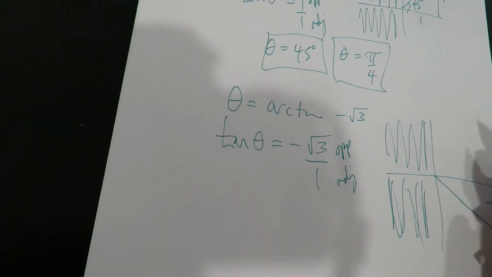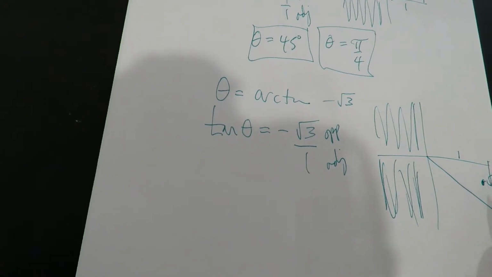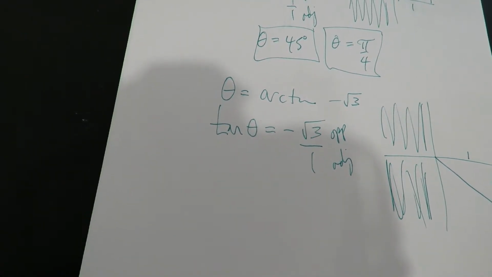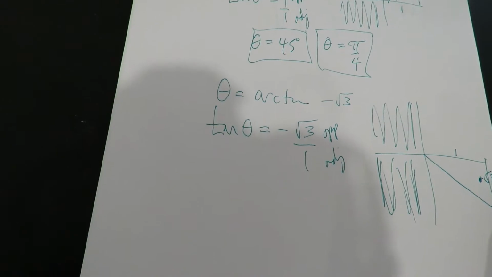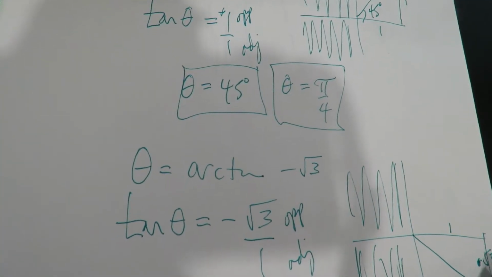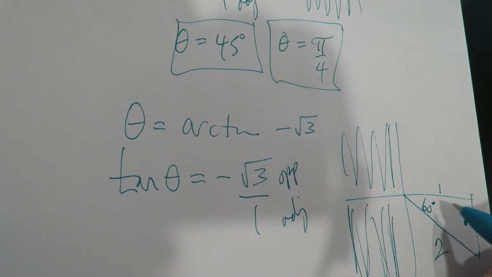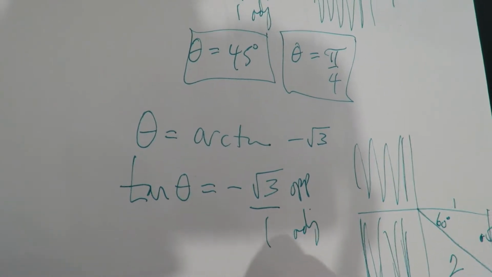And adjacent is 1. We don't have to say it's negative, but you know what I'm saying. Some people do that. Opposite's radical 3, adjacent's 1, so this has to be a 2. All right, so that tells us what triangle this is. So if you're across from the radical 3, you're 60 degrees. So theta has to be 6.